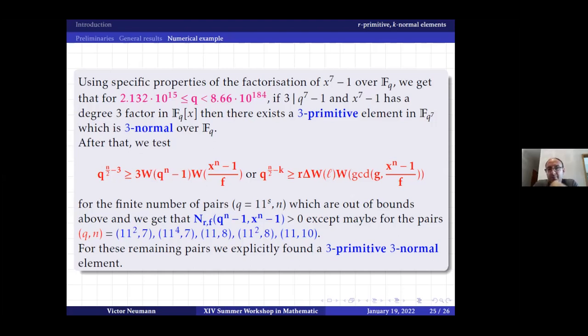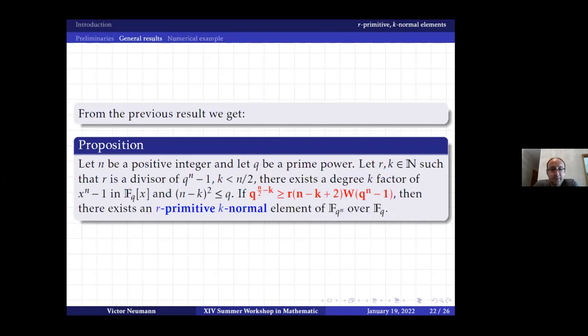I don't have a guess, but if it were possible, it would be very interesting, because here we have some conditions. R must be a divisor of q to the n minus 1, k must be less than n over 2, and there must exist a degree k factor of x to the n minus 1. With these conditions, I think it will be very difficult to find families of q and n with no R and k, no R-primitive k-normal element. But if someone did that, I think it would be very interesting, because it's the opposite direction of thinking that there always exist R-primitive k-normal elements.